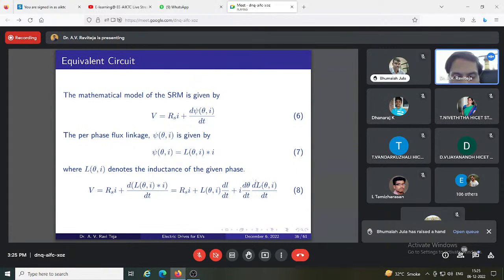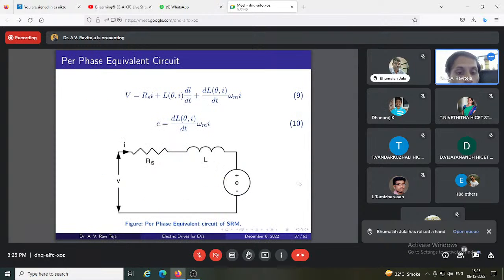So this is the net equation of the switch reluctance motor per phase, and this is the equivalent circuit. This is like back EMF.